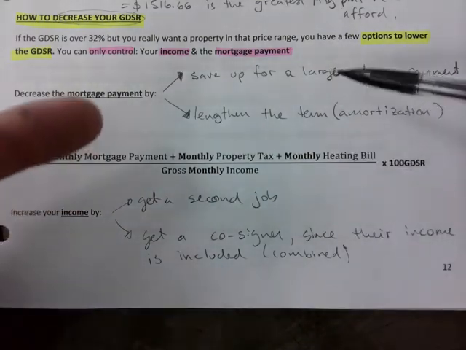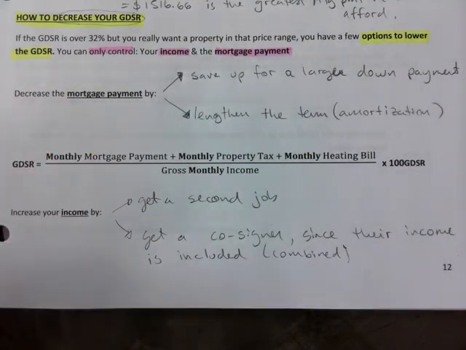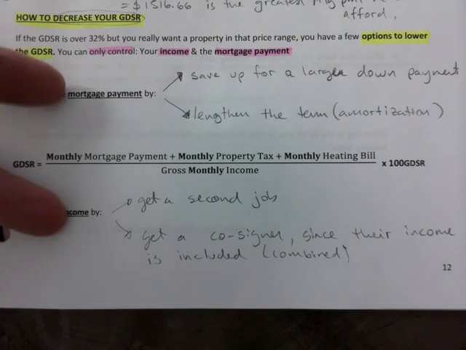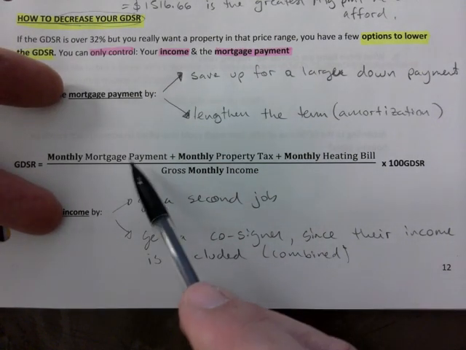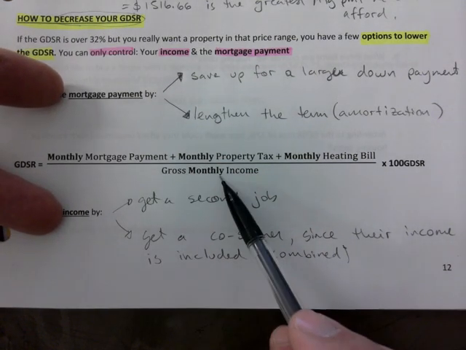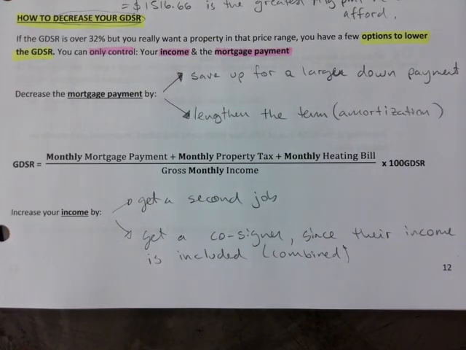There's essentially 4 things you can do, but really it comes down to changing 2 components: your mortgage payment or your income. That's the only thing you can really. So don't tell me I'm gonna reduce your monthly property taxes or reduce your monthly heating bill. You can't.